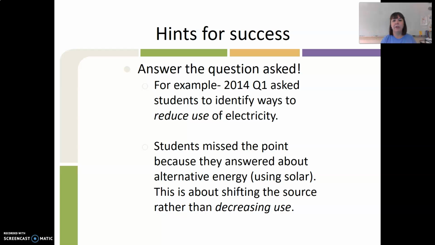They have the example here in 2014. They asked to identify ways to reduce electricity usage, but they started talking about solar energy and alternative energy. Well, that doesn't reduce the amount of energy that we're consuming. It just provides another alternative way to get it. So make sure you are identifying what exactly they're wanting from you and answering the question that's being asked.